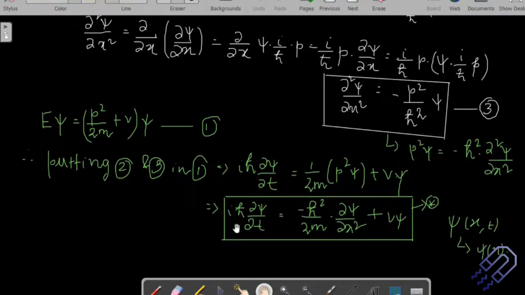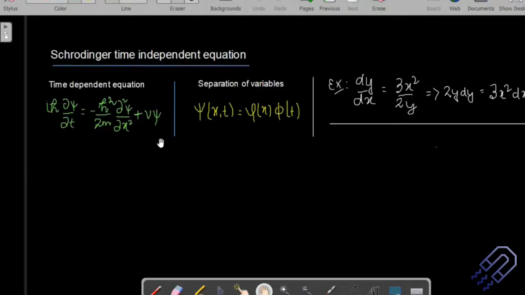And from here we are going to find out the Schrodinger time independent equation. So let's start with the derivation. Before we start, certain concepts are important, for example, separation of variables.